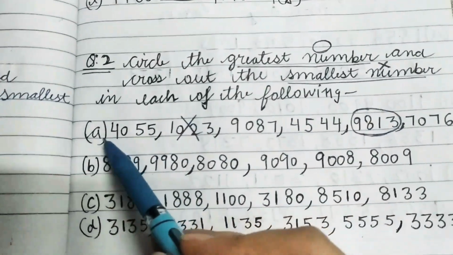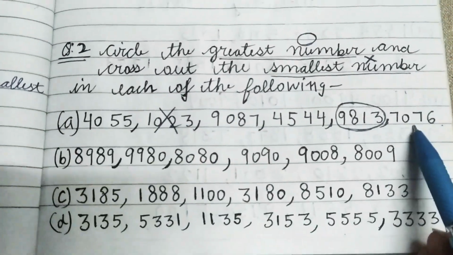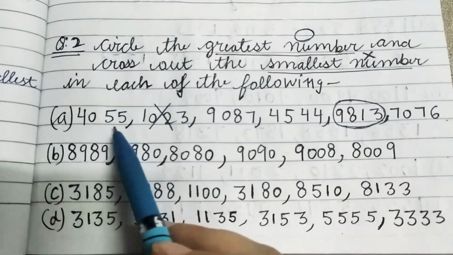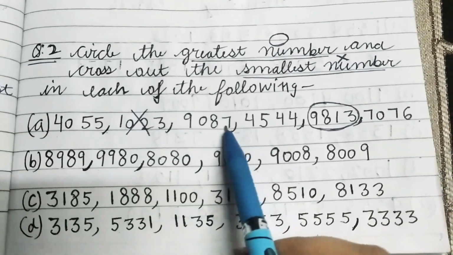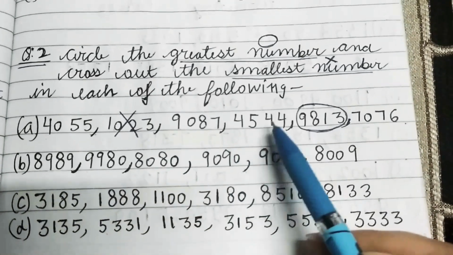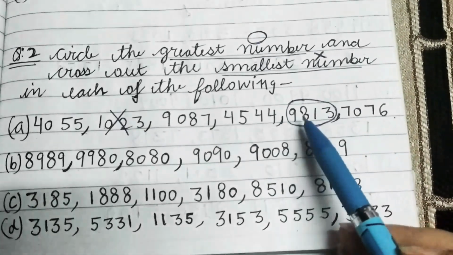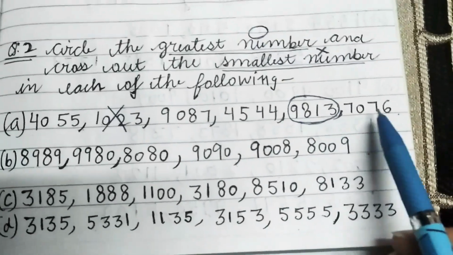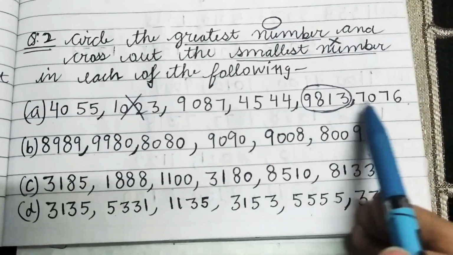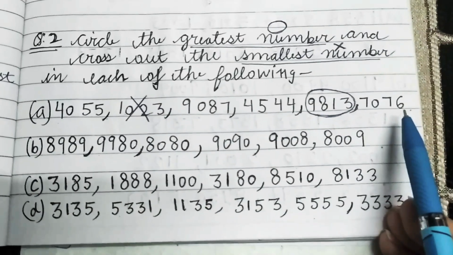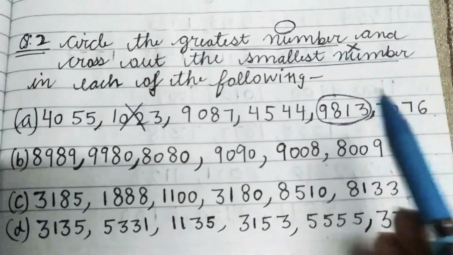So let's check A part. Some numbers are given to you. Let's see: 4055, 1023, 9087, 4544, 9813, 7076. In these numbers, the first rule is that you have to check the number of digits in each number.